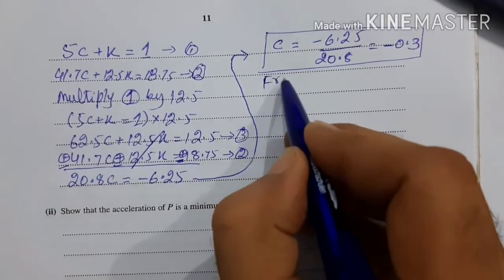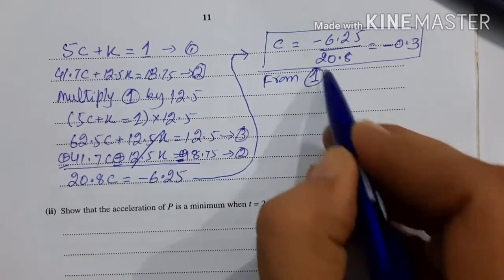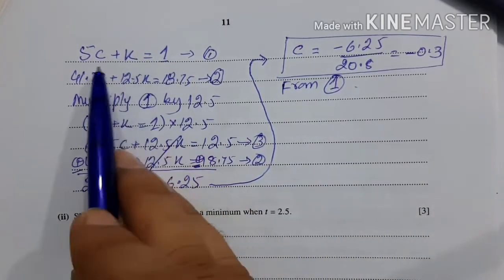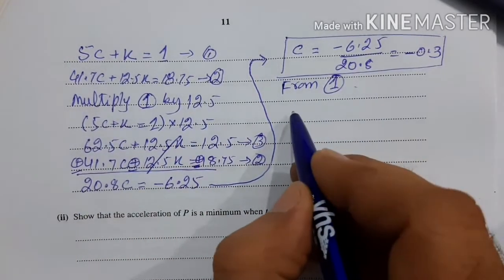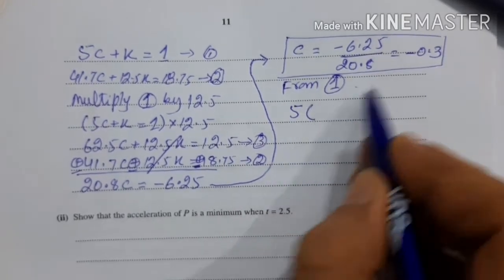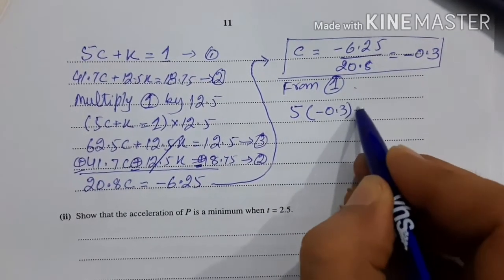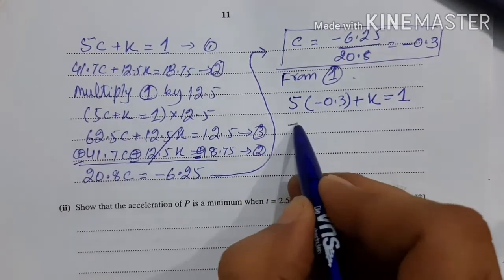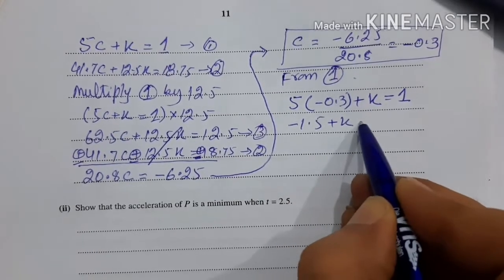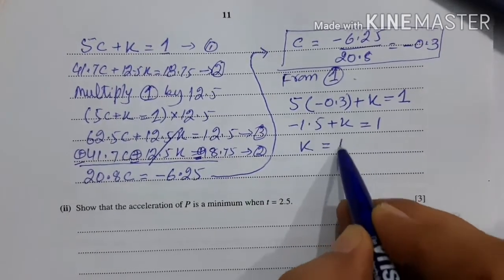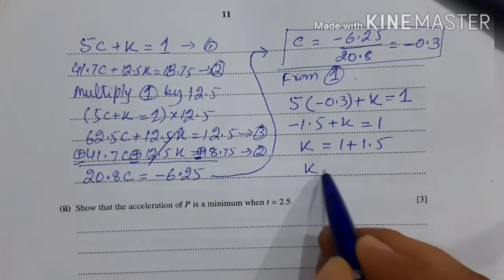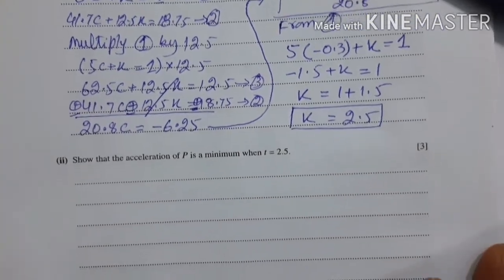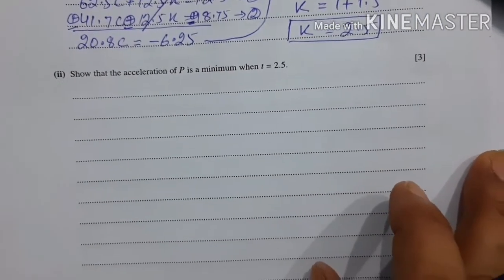Now from 1, I'll put the value of c in equation number 1 to get the value of k. So this will be 5 into c, means minus 0.3, plus k is equal to 1. So this will be minus 1.5 plus k is equal to 1. So k is equal to 1 plus 1.5. So k is 2.5. This is the value of the second constant k. So that was part number 2.